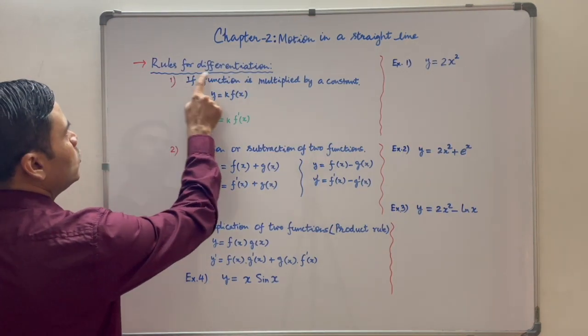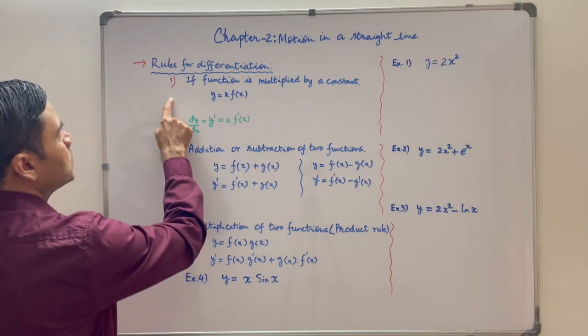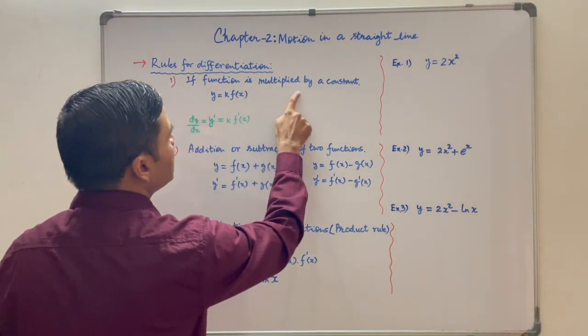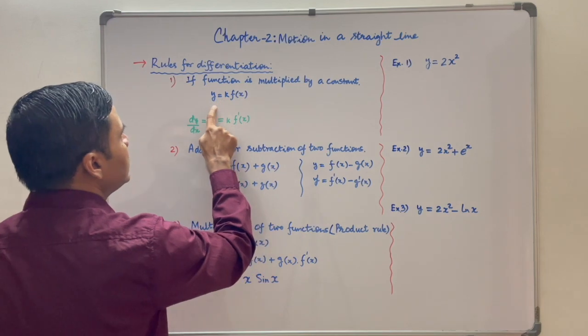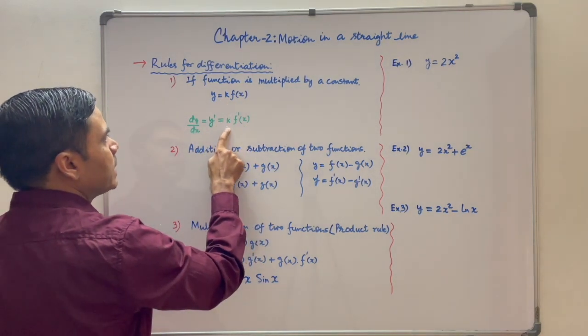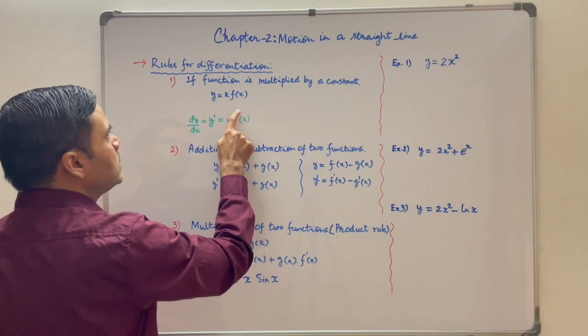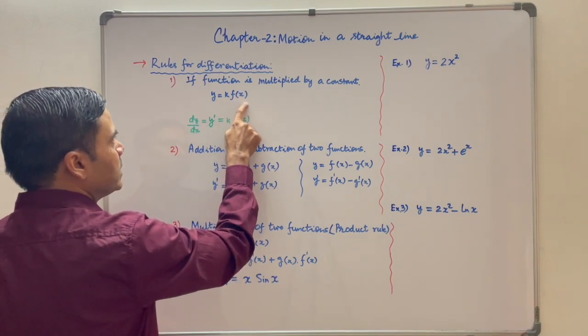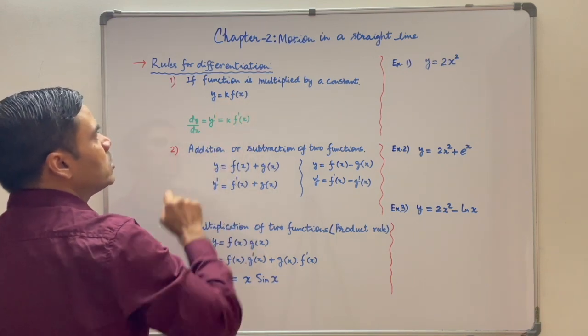Now let us see rules for differentiation. First one is, if a function is multiplied by a constant, y is equal to k times f(x), then y dash will be k times f dash x. Means you have to take the derivative of the function and multiply with the constant.